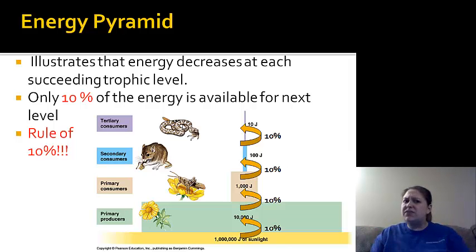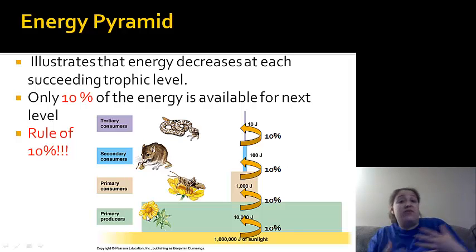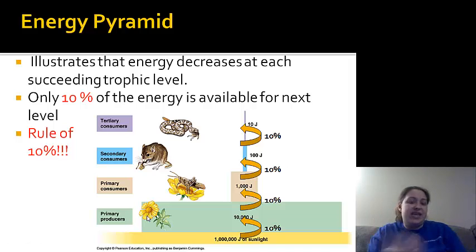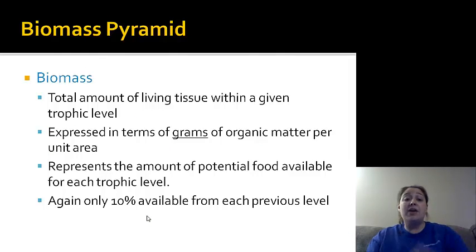Now, where does the rest of the energy go? The rest of the energy actually goes for this organism to grow and develop and use, and some is let off in heat, but not all of it is transferred to the next energy level. Biomass is the amount of living tissue in each trophic level, expressed in grams, and it represents the amount of potential food available. Again, only 10% goes up to the next level.